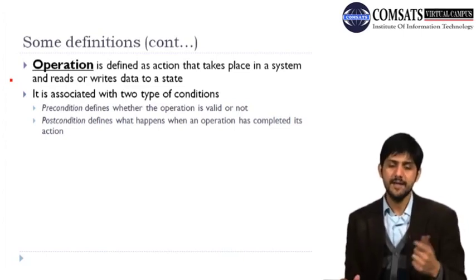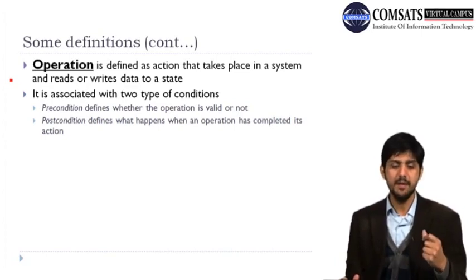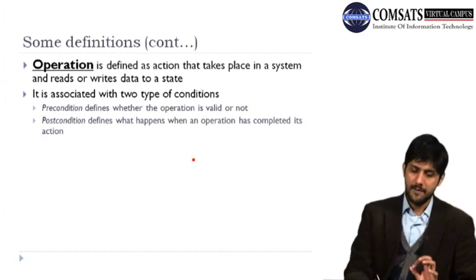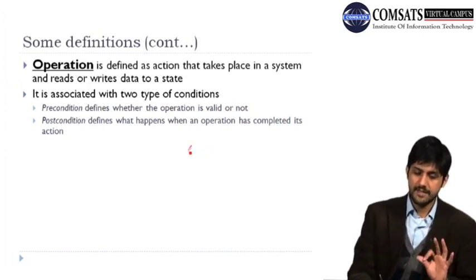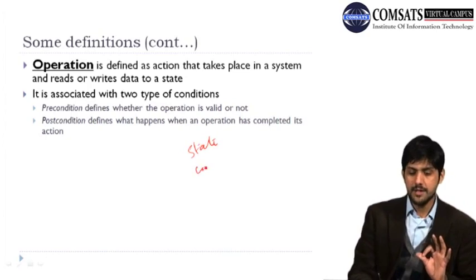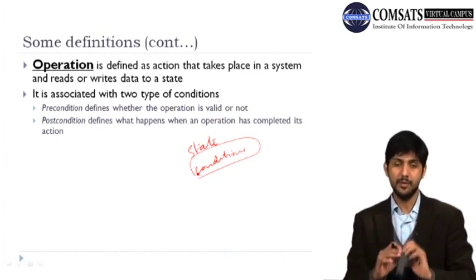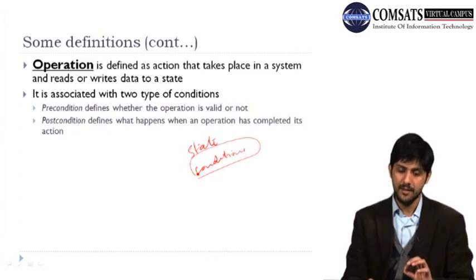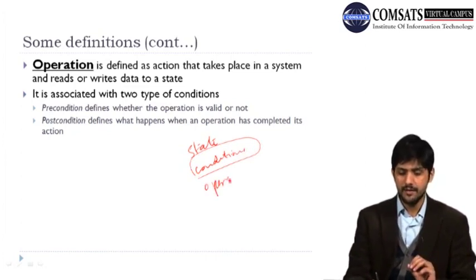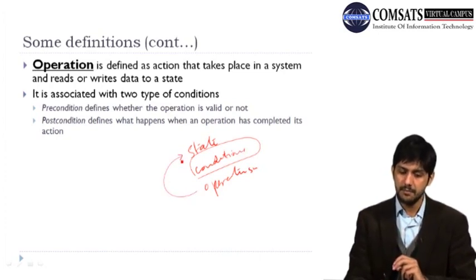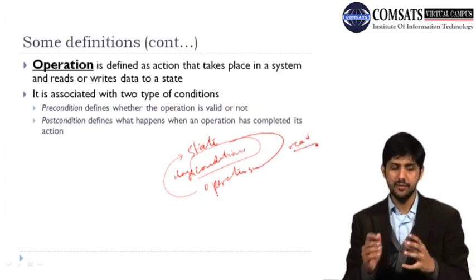An operation is defined as an action that takes place in a system and reads or writes data to a state. So we know now that we have a state and we have conditions, and conditions are things which need to stay true, no matter what operations we are applying on it. And then finally we have operations, and operations do two things. Either they change the state of the system, or they just read the state of the system. So there are two things.